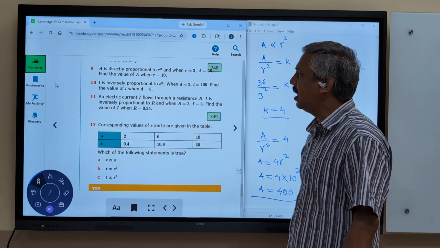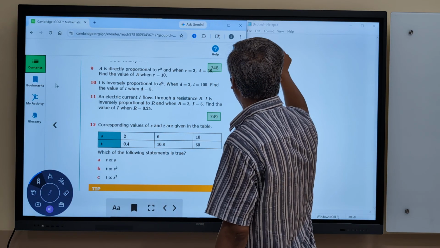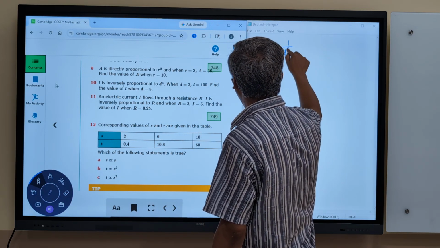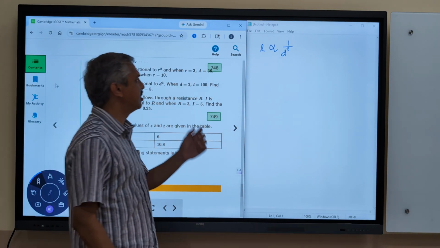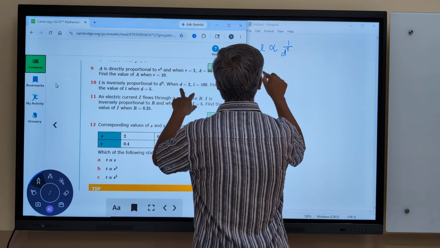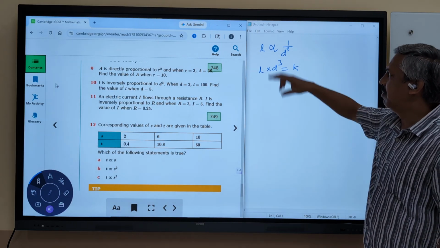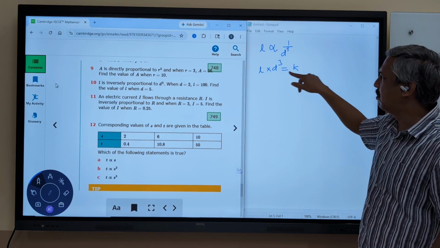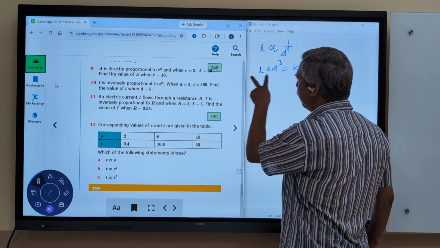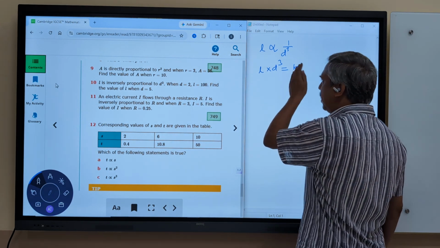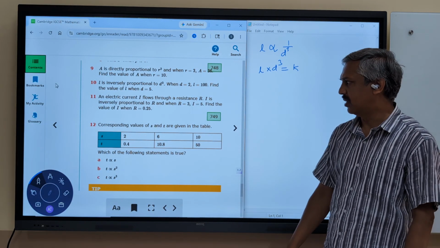Question number 10. L is inversely proportional to d cube. When d is equal to something and L is equal to 100, I don't think we should be worrying about this. I will not solve this part further. L into d cube is equal to constant of proportionality k, because it is inversely proportional, so the multiplication product must be constant. So L into d cube is equal to k. Now you have the value of d and the value of L, put them here and you will get the value of k. Using that value of k at the new value of d, you will get the new value of L. Just calculate like that, you will get the answers.